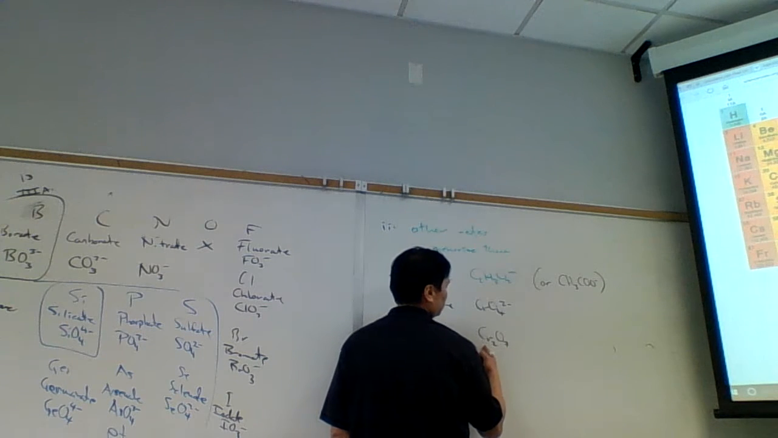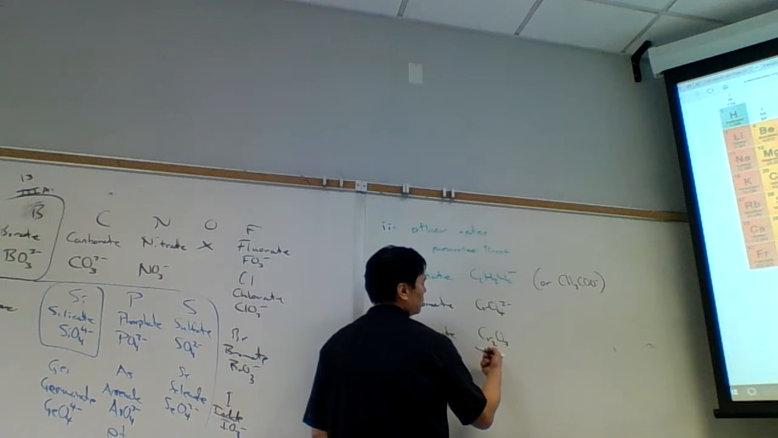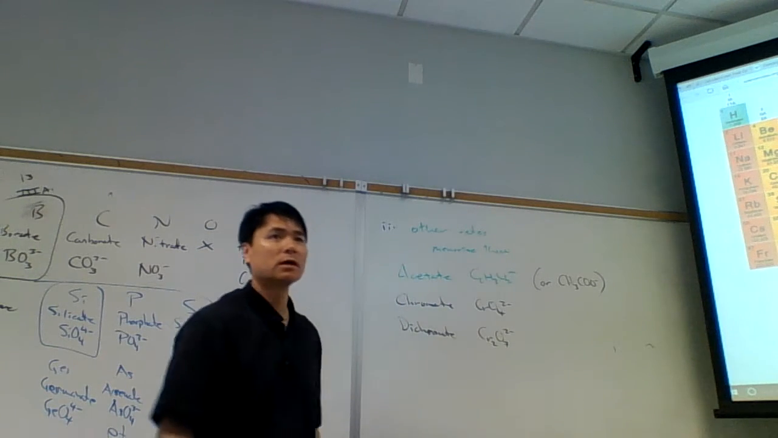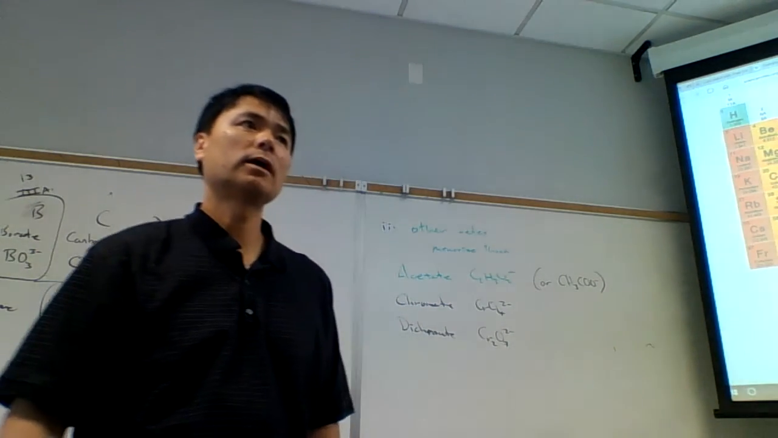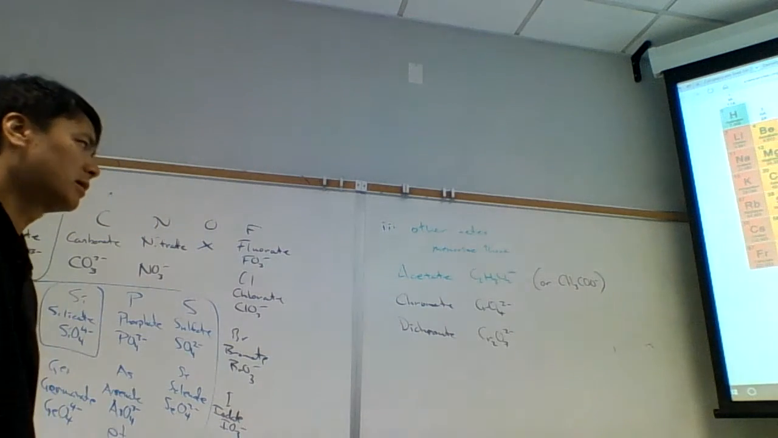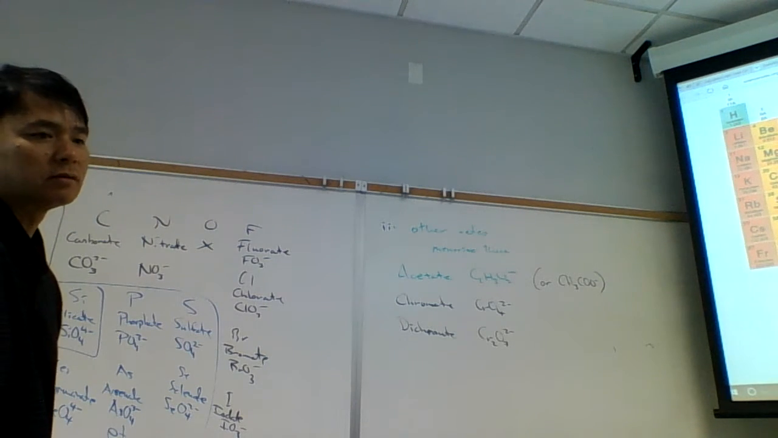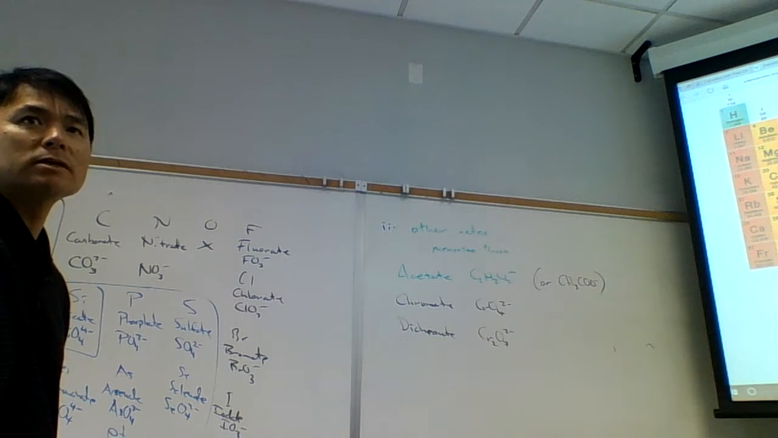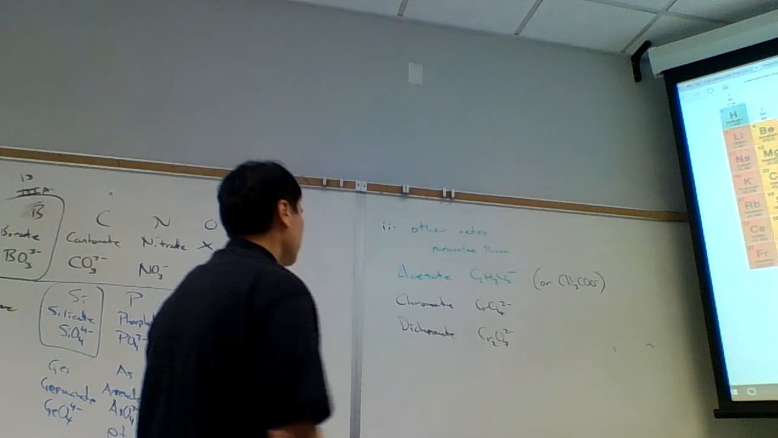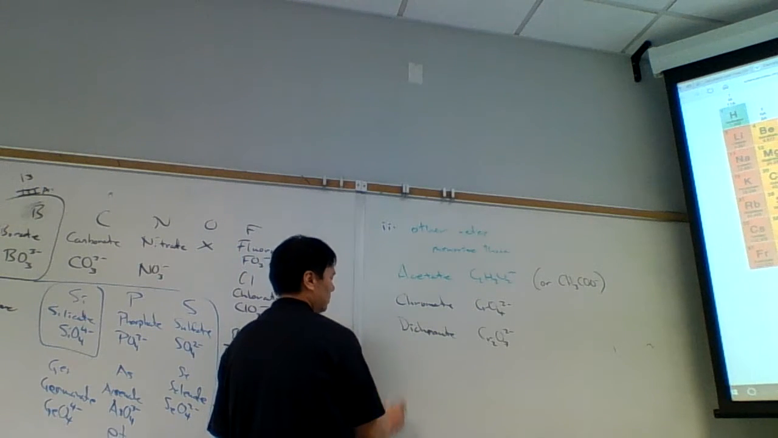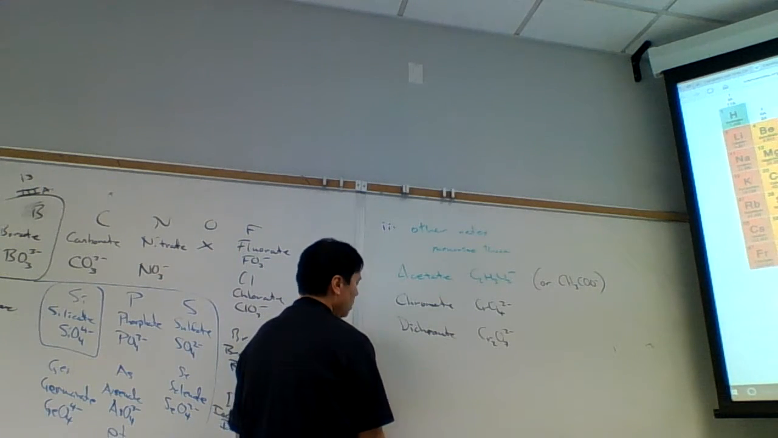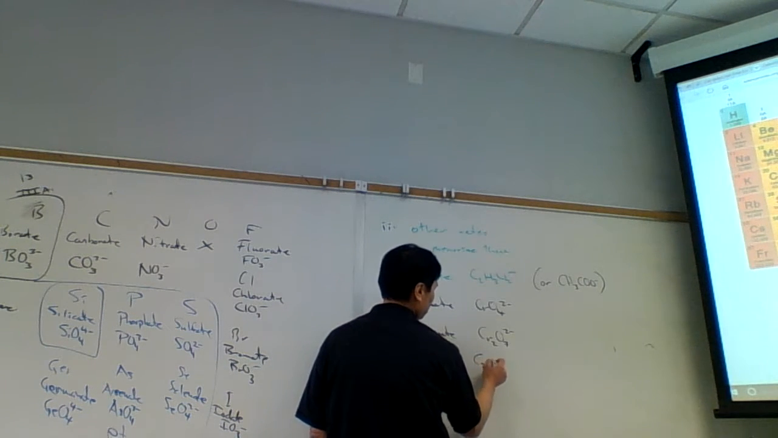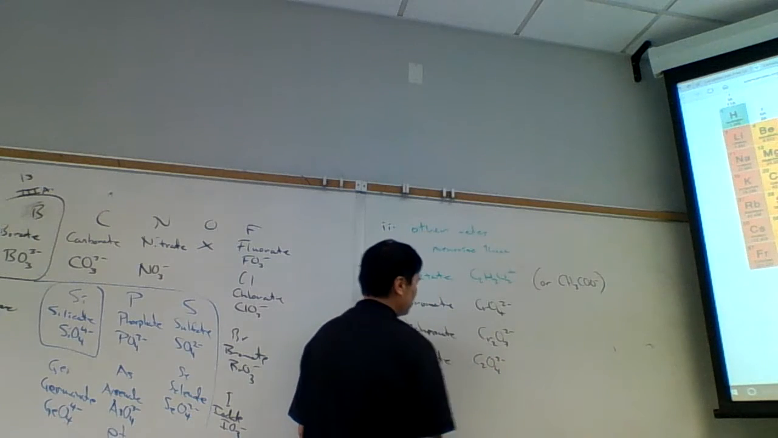And the charge, you would think, oh well, we're going to double the charge, 4 minus, but we don't double the charge. This charge, interestingly enough, stays the same, and that's because of how they're linked together structurally. If you know the structure of this, then it's easy to remember. If you don't know the structure, then it's just raw memorization. So this is chromate, dichromate. Oxalate is another big one. Oxalate is C2O4 2 minus.